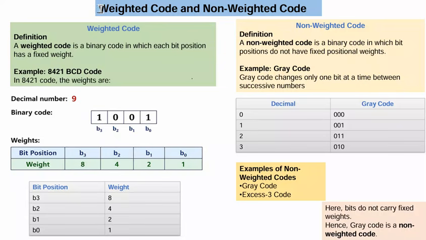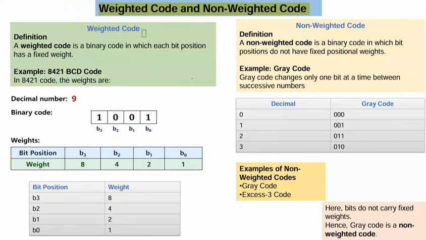Yes, good evening student. So today we will see what is weighted code and what is non-weighted code. And the question may be like that, what is weighted and non-weighted code, and explain with the example. So this is very simple because the meaning of this word is clear. Okay, so we will see first of all weighted code.